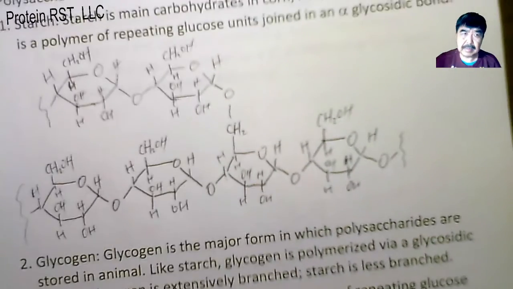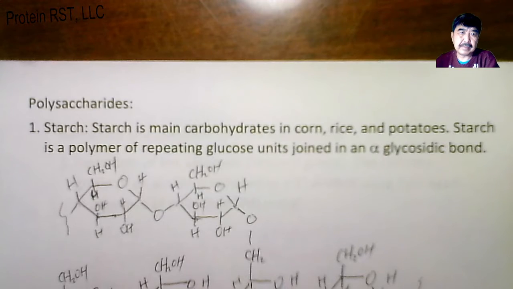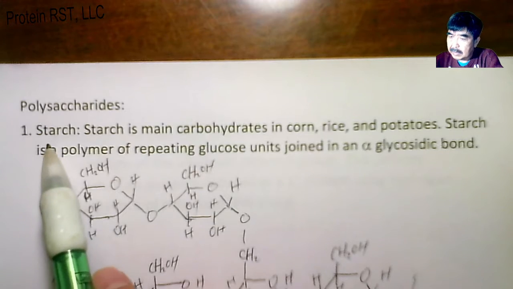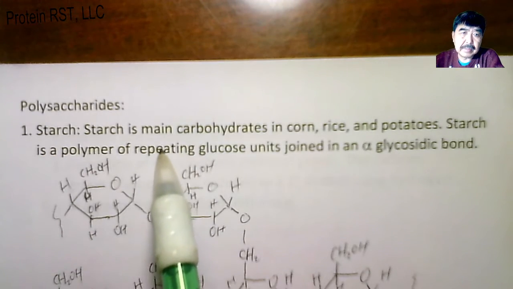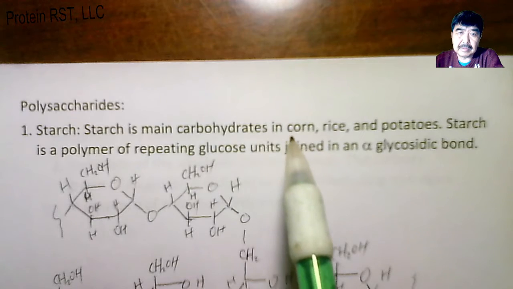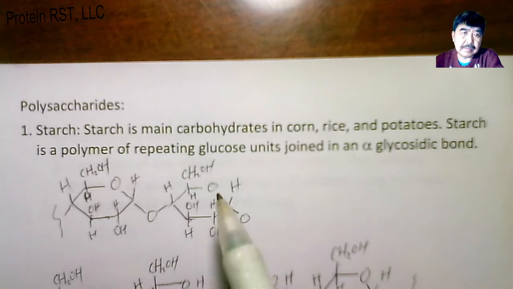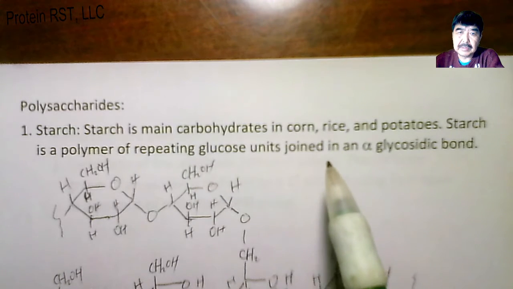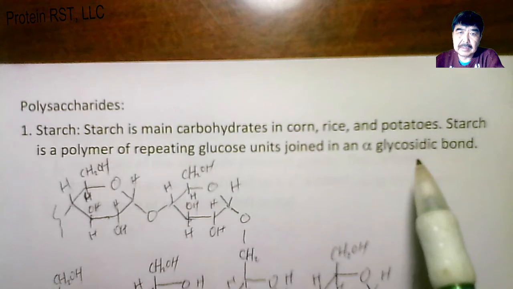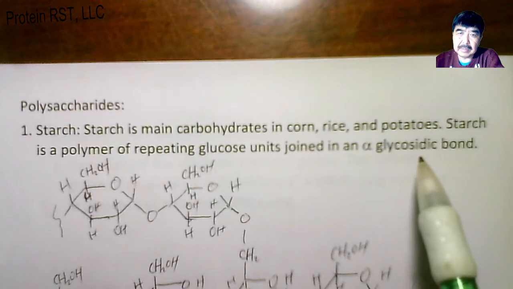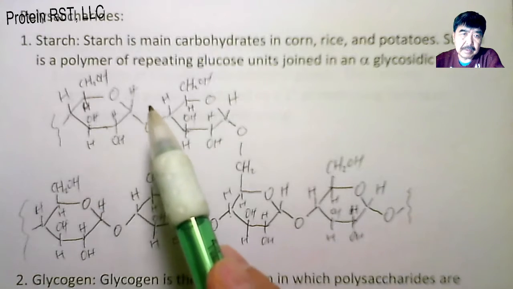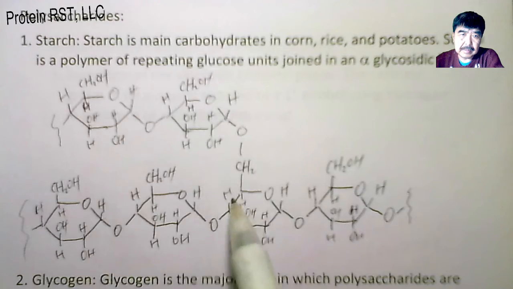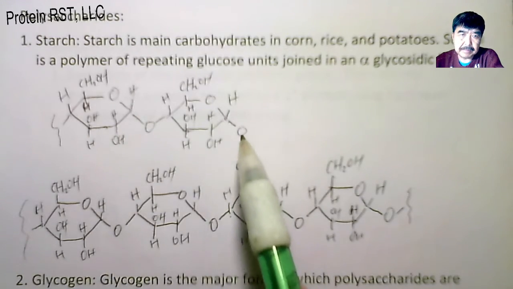The last one, let's take a look at the polysaccharides. Polysaccharides have several types. First one is starch. Starch is the main carbohydrate in corn, rice, and potatoes. Starch is the polymer of repeating glucose units joined by alpha glycosidic bonds. You can see this bond is below the sugar ring. Also, this is the main chain. Also, you can see the branches here.